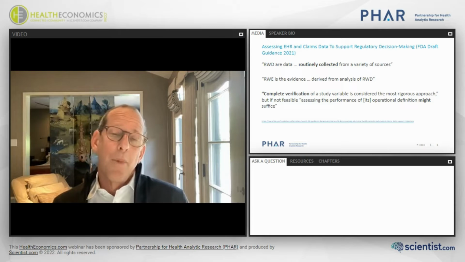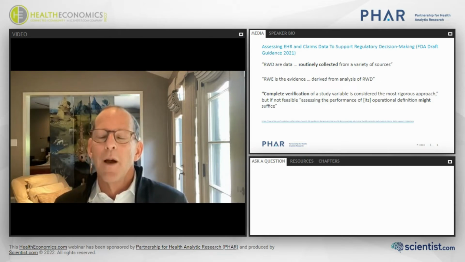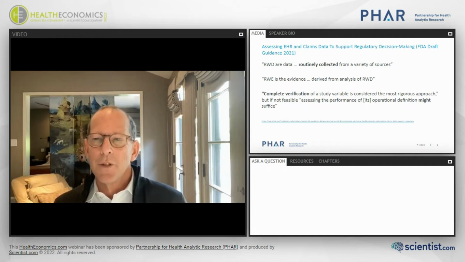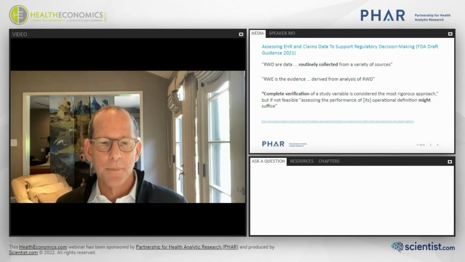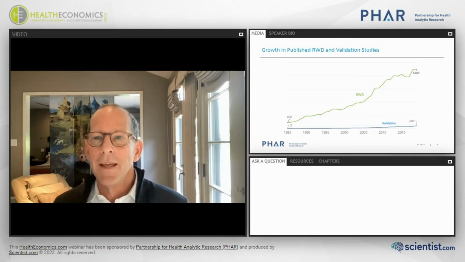So again, that's a high bar, and for most of us doing health economic and outcomes research, we're not required to meet that FDA standard, but it is something worth thinking about as we dive into this discussion. So this is data that I just pulled from PubMed last week. We have a search string that we use to find studies in routinely collected data. And so I used that to create that top green line.